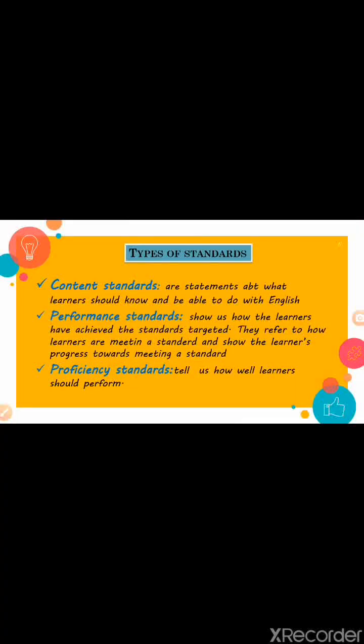Then we move to the types of standard. There are 3 types of standard, which are: content standard, which can be defined as a statement about what learners should know and be able to do with English, meaning what a learner is expected to know and to do in a content area, and what schools are expected to teach. The second one is performance standard, which shows us how the learner has achieved the standard targeted. They refer to how a learner is meeting a standard and show the learner's progress toward meeting the standard.